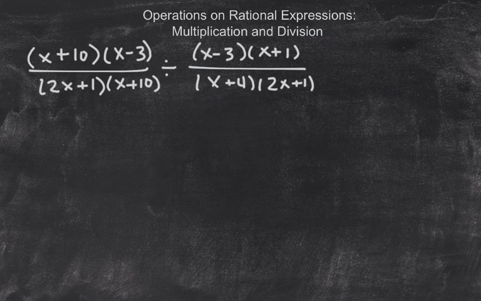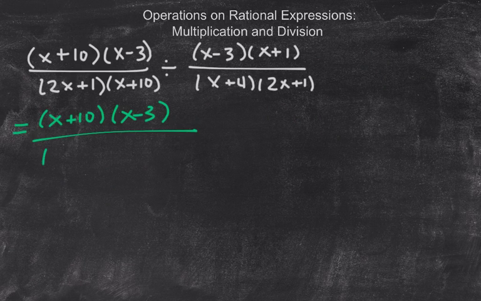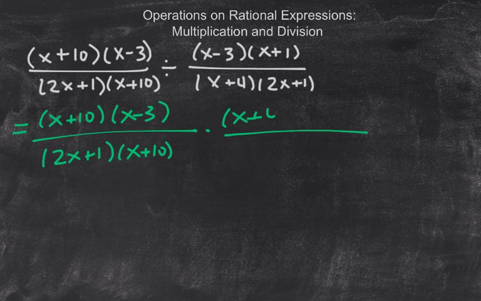Alright, so when I look here, I've got a rational expression divided by another rational expression. Once again, they're all factored for us, so that's going to be convenient for right now. And the first step I want to take is to rewrite this expression so that it's a multiplication problem instead of a division problem. So my first term stays exactly the same, but I'm going to rewrite this as multiplication by the reciprocal. So my new numerator is x plus 4 times 2x plus 1, and my new denominator is x minus 3 times x plus 1.